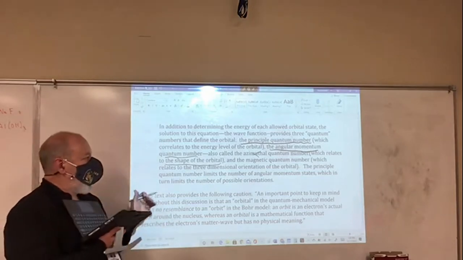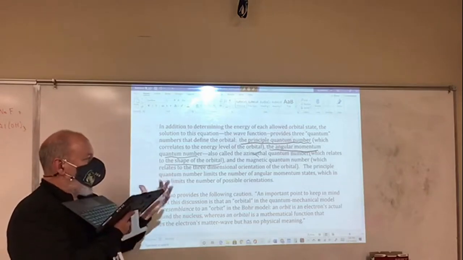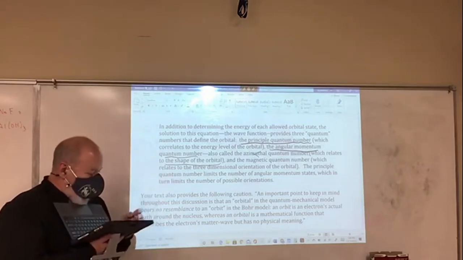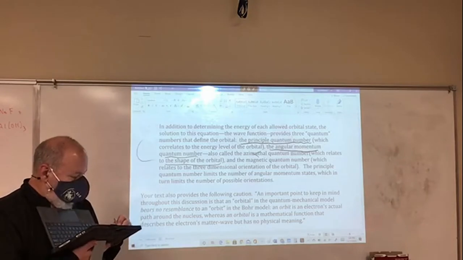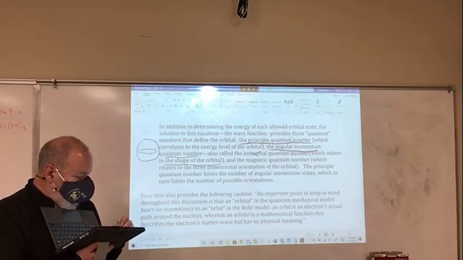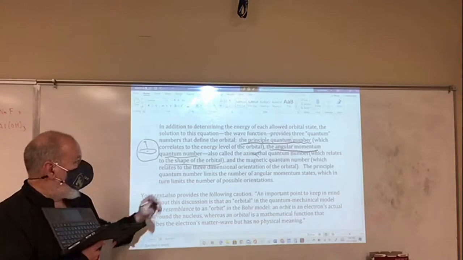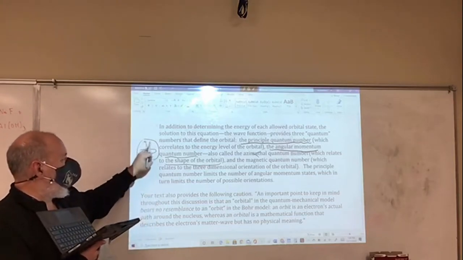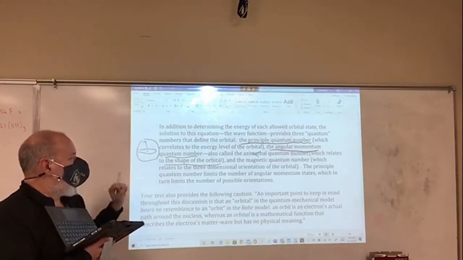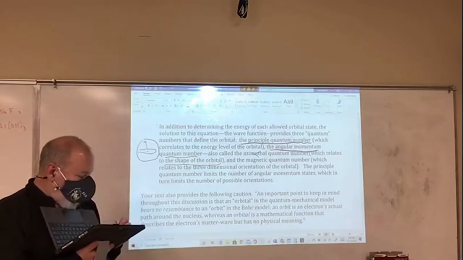We remember that the S orbital is spherical in shape, right? The wave vibrates away from the nucleus towards the edge of the orbital and back again, in that three-dimensional space. This is the space that it vibrates in.